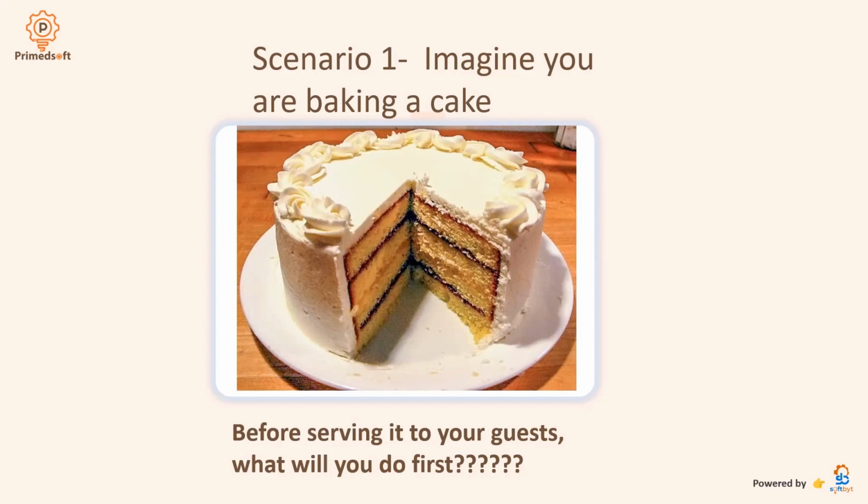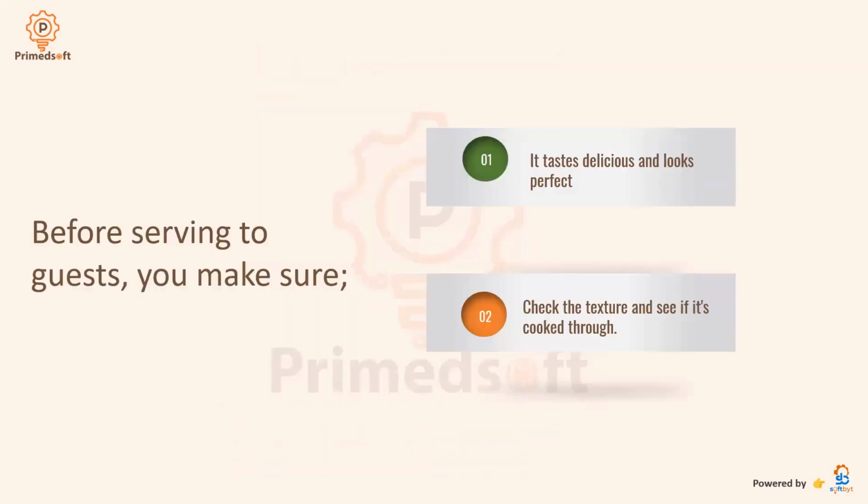So if I go on to the next slide, like I said, before serving to the guest, you make sure that it tastes delicious. You've mentioned it, that is correct. It looks perfect, which is the look, right? And then you check the texture and see if it's cooked through. You don't want to serve your guest uncooked cake or cake that is not baked properly. So when you are doing all these things, it's testing.